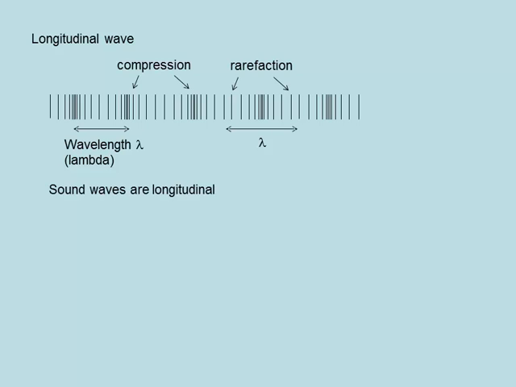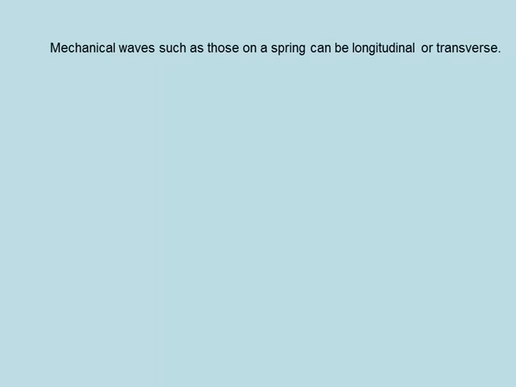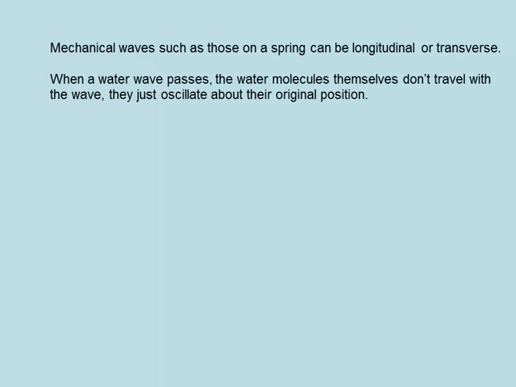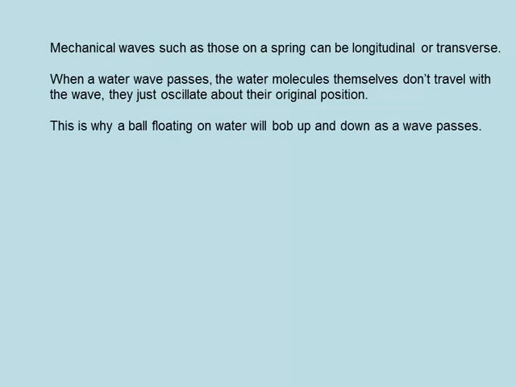Sound waves are longitudinal. Mechanical waves, such as those on a spring, can be longitudinal or transverse. When a water wave passes, the water molecules themselves don't travel with the wave, they just oscillate about their original position. This is why a ball floating on water bobs up and down as the wave passes. It doesn't follow the wave.